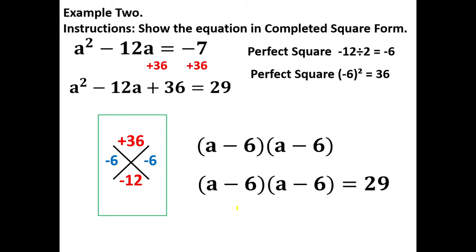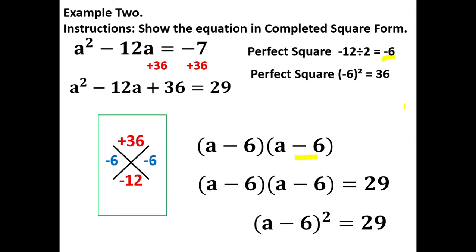And another way to write this, a minus 6 times a minus 6 is the same thing as a minus 6 being squared. Notice that in our first step here, when we chopped the middle term here in half, negative 12 divided by 2, we got a negative 6. And that negative 6 is the second term, the number inside of the factor for this perfect squares quadratic equation in completed square form.